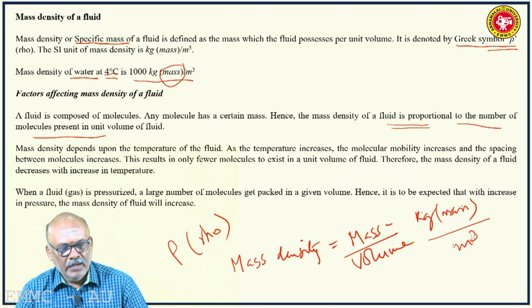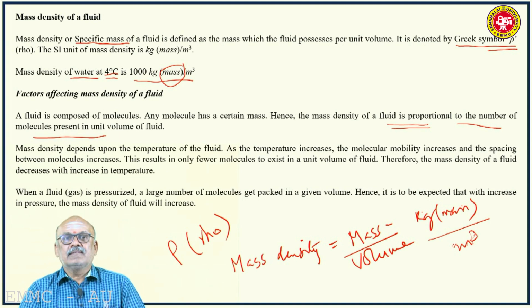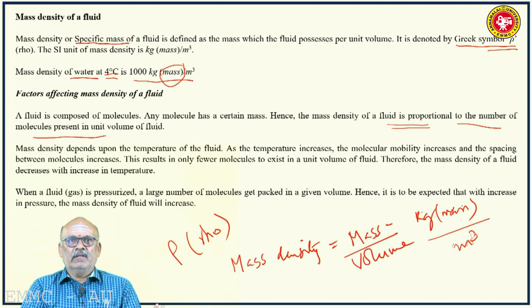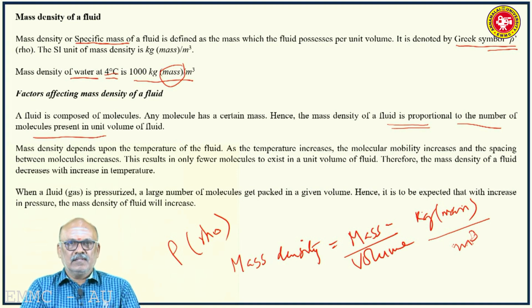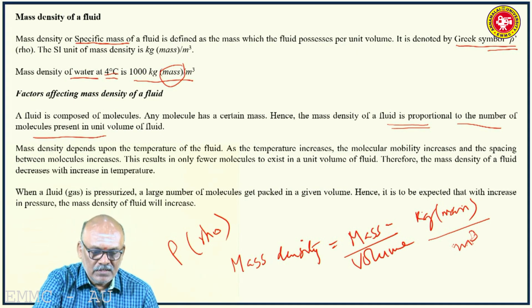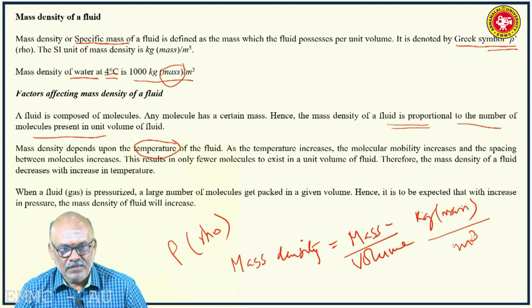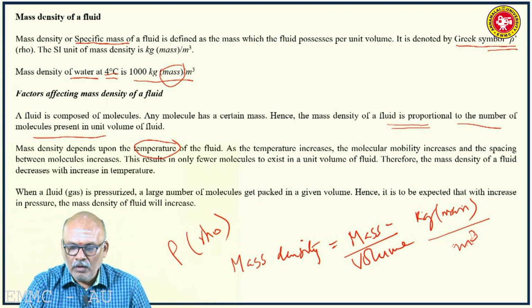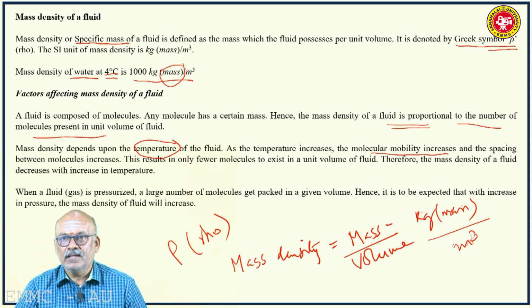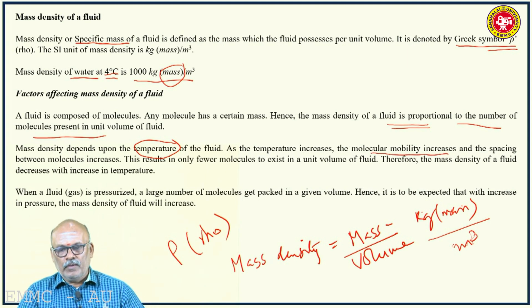Then also I told earlier that whenever you tell about the mass density of a fluid, the temperature is very, very important. With regard to temperature, the mass density of the fluid will change. In case of liquids, the variation may be little, whereas in case of gases, even for a slight change in temperature, the change in mass density will be huge. So mass density depends upon the temperature of the fluid. When the temperature increases, what happens? The molecular activity or the molecular mobility increases. That is, the molecules get more freedom to move from one place to another within the mass.